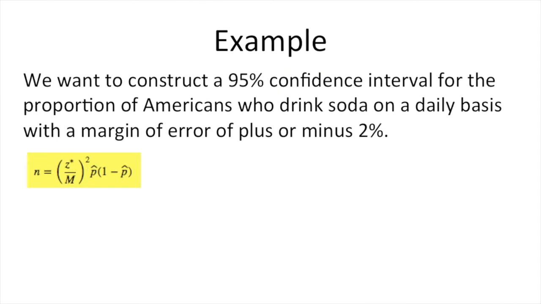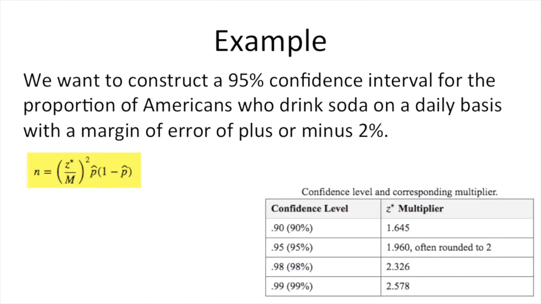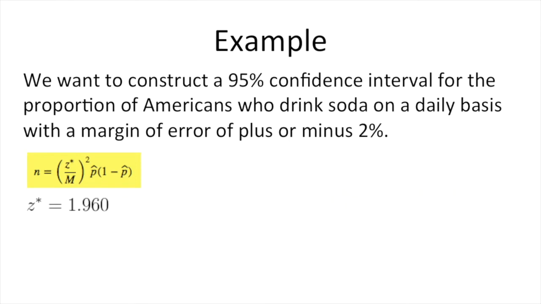Let's look at an example. We want to construct a 95% confidence interval for the proportion of Americans who drink soda on a daily basis with a margin of error of plus or minus 2%. We're constructing a 95% confidence interval, so our z multiplier is 1.960. We're given a margin of error of 2%, so m equals 0.02. We're not given an estimate of the population proportion, so we're going to use the most conservative value, 0.50.